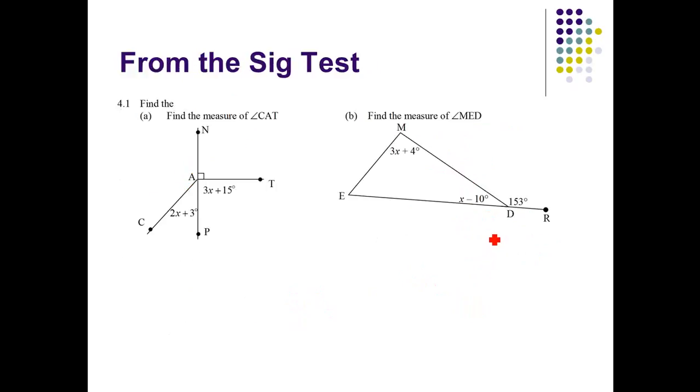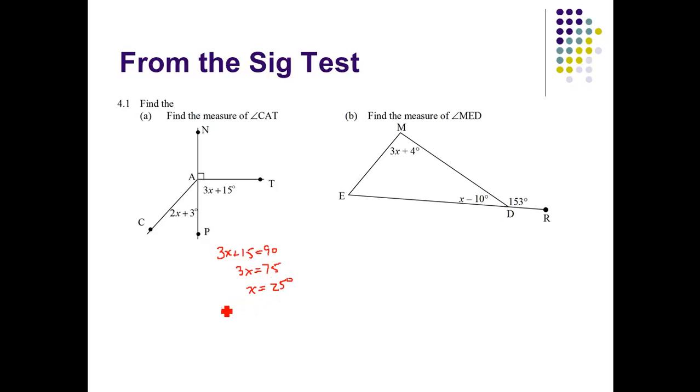Okay, so let's look at some of the ones from the SIG test. Again, we're going to try to figure out what this angle CAT is. So I've got to put both those together. Well, again, 90 degrees here, and that makes this angle here 90. So that tells me that 3x plus 15 has to equal 90. So 3x equals 75. I get x is equal to 25.